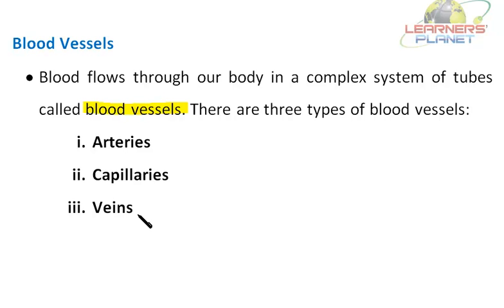So, the heart is the main center of the circulatory system, but it cannot work without the arteries, veins and capillaries. It needs some medium. So these are the blood vessels which are an inevitable part of the circulatory system. Remember that blood flows through our body in a complex system of tubes called blood vessels. So let us now study the blood vessels in detail.